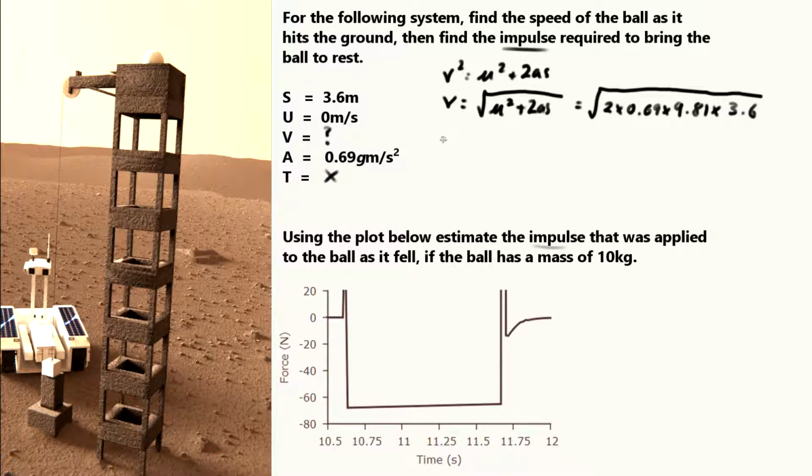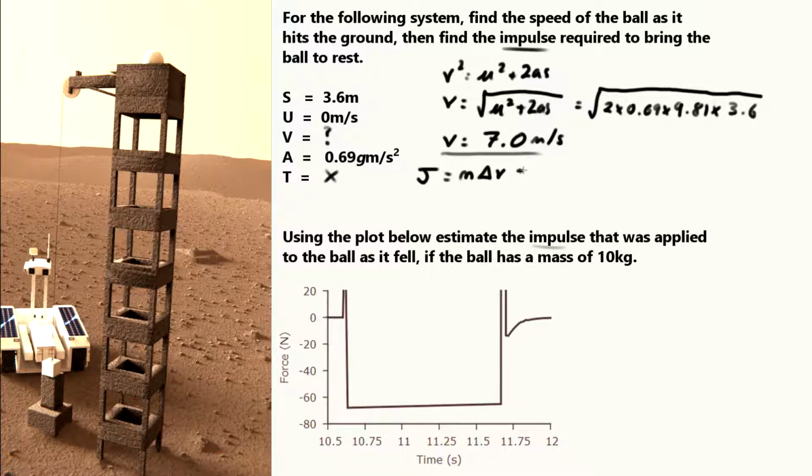When subbing this all into your calculator, you will find that v, the final speed just before the ball hits the ground, is going to be, to two significant figures, 7.0 meters per second. And next we need to find the impulse required to bring the ball to rest. We know that our impulse, J, is equal to F times t, or the average force times the change in time, or our alternate definition, which is m delta v, or the change in momentum.